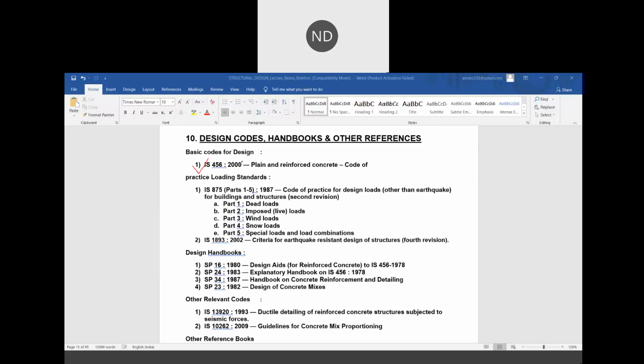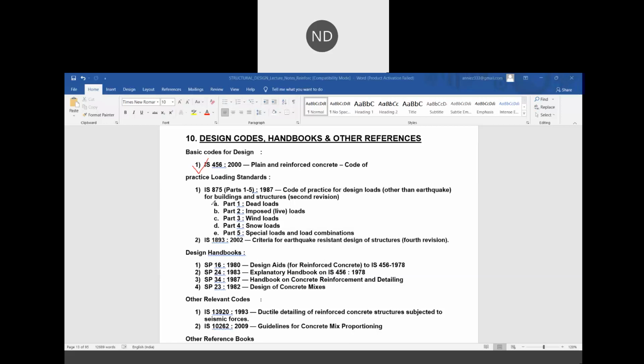IS 456 2000 is the code of practice for plain and reinforced concrete. In this IS code, which we are using now, all the things regarding plain and reinforced concrete are mentioned: the specifications, what size you have to take, how much reinforcement, what diameter, what clear span, and what type of materials we use in plain cement concrete and in reinforced concrete. All those things are mentioned in your IS 456 2000.